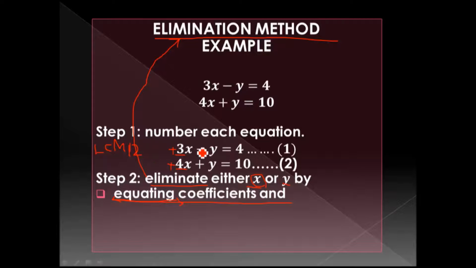After identifying our LCM, we then find the quotient of that LCM and each initial coefficient. So the quotient of 12 and 3 will be 4.